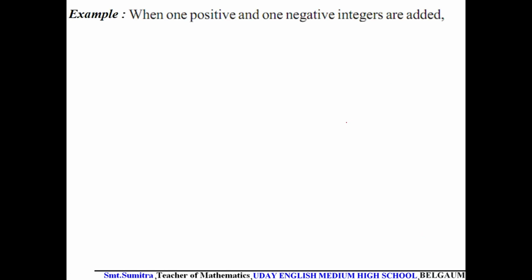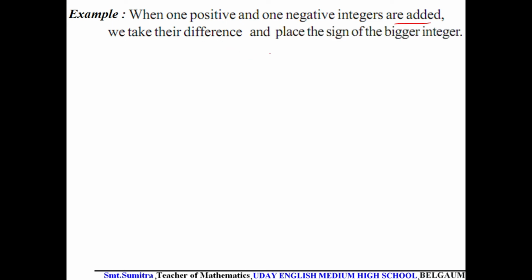Here we have one example. When a positive integer and a negative integer are added, we take their difference and place the sign of the bigger integer. This is very important in addition and subtraction: the sign of the bigger integer.